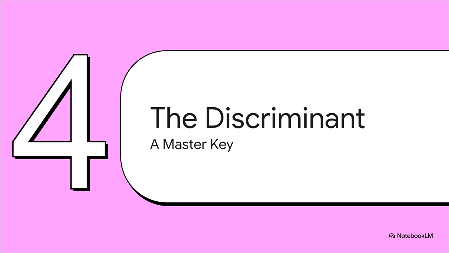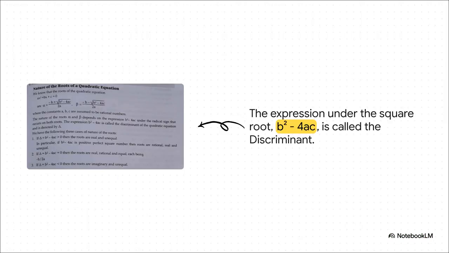It's called the discriminant. You probably remember the whole quadratic formula from school, right? Well, forget most of it for a second, and just focus on the part that's tucked away under the square root sign. That little expression, b squared minus 4ac, that is everything. That is the discriminant. That's our master key.